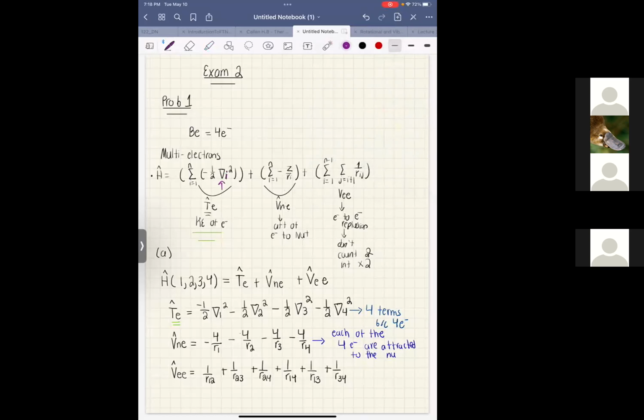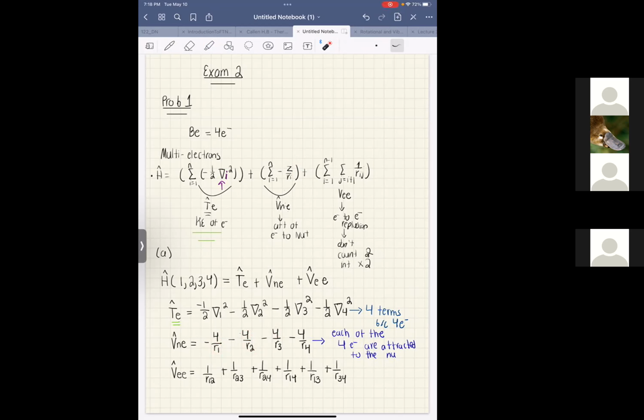And this is i. And then we're going to have the attraction to the nucleus. Each of the electrons is going to be attracted to the nucleus, and it's going to be multiplied by the charge of the nucleus too. So right here, we plug in the charge of the nucleus. Since beryllium has 4 protons, the charge is 4, so it's going to be 4 over electron 1, 4 over electron 2, 4 over electron 3, and 4 over electron 4.